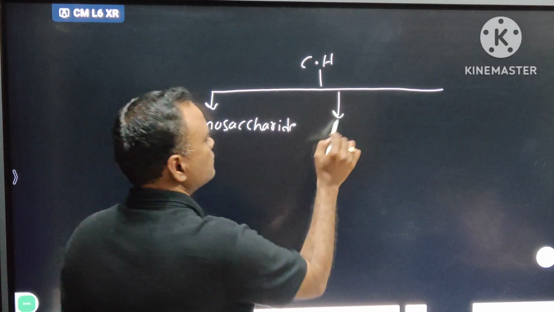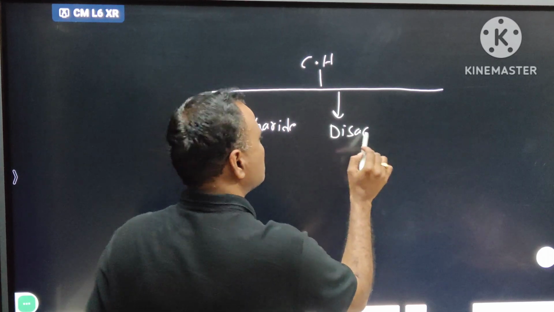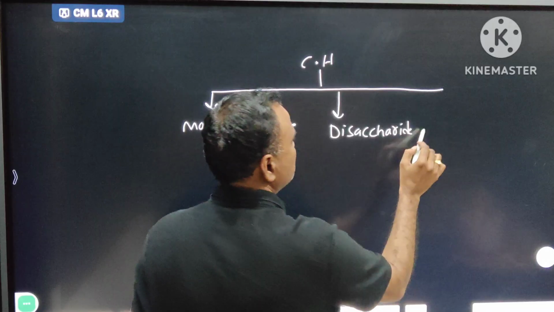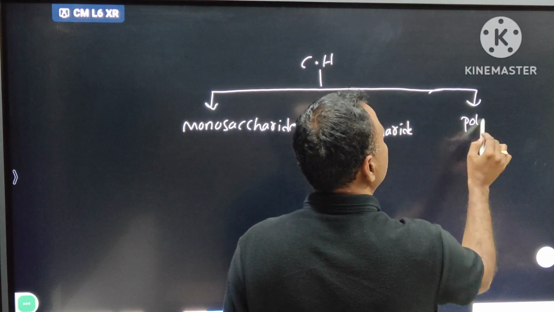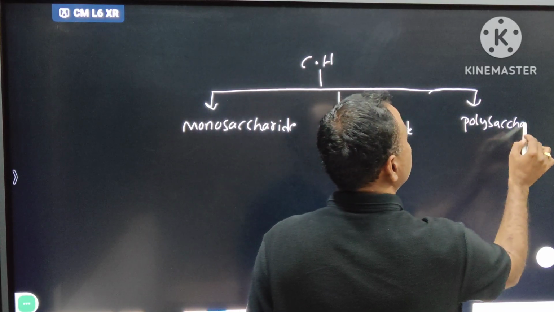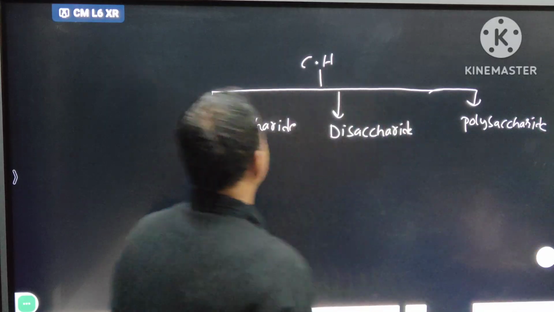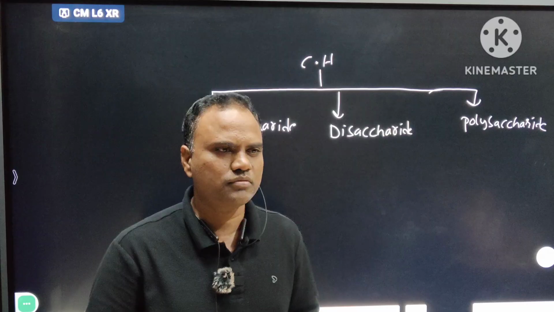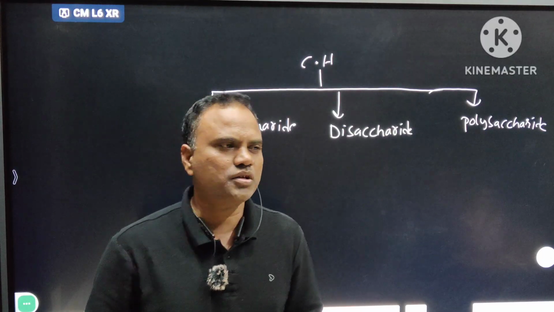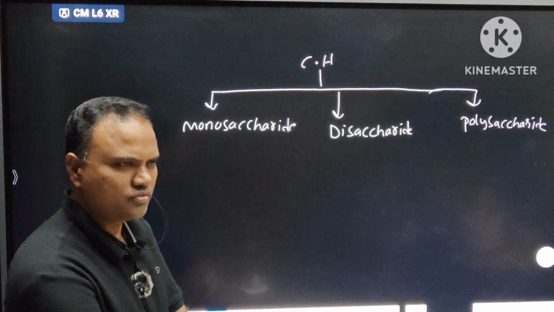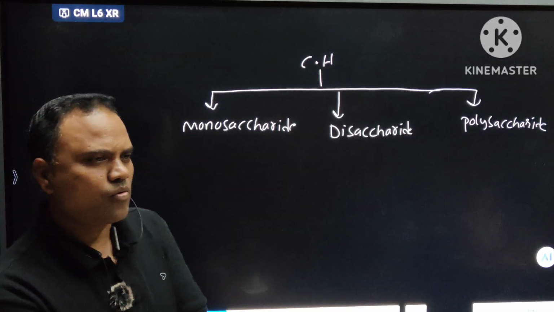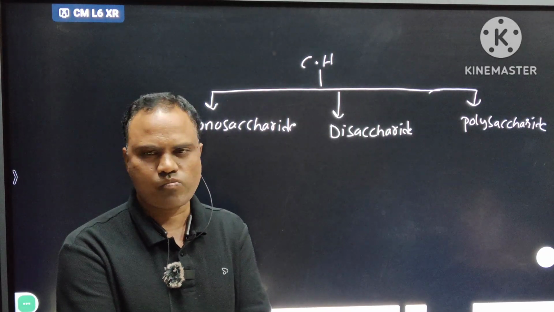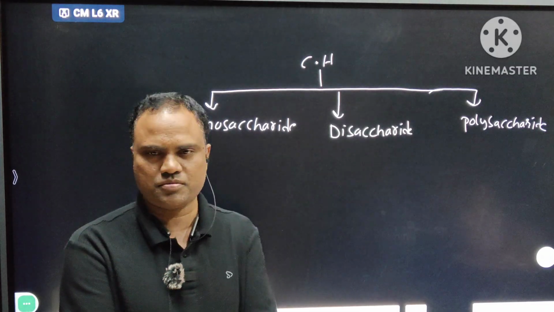Carbohydrates based on hydrolysis are classified into monosaccharide and disaccharide, also called oligosaccharide, and polysaccharide. Saccharum means sugar. We know monosaccharides. Monosaccharides do not give simple sugar. They do not give smaller carbohydrates, or do not give any monomers.